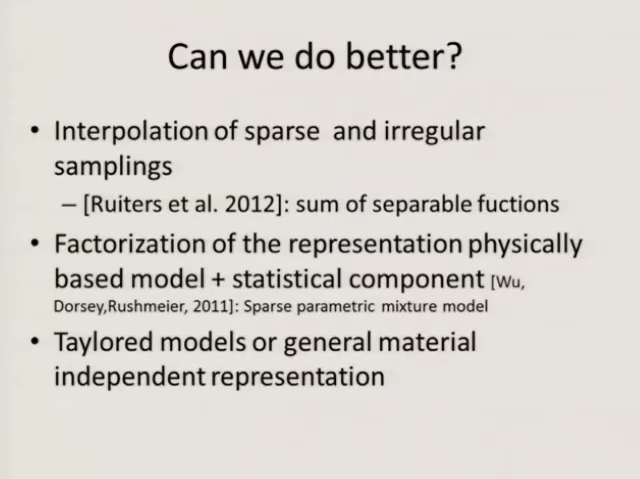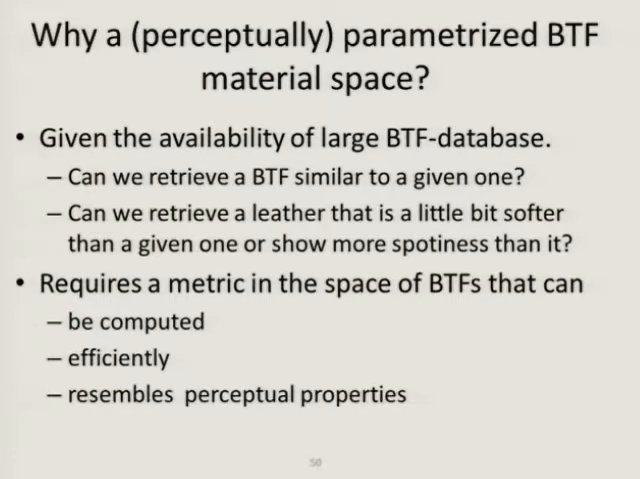The question is, can we do better with respect to this compression? And I think there's a lot of room for improvements, especially in the interpolation of the sparse and irregular samples. We worked on that for Eurographics this year. Then maybe it would be a good idea to factorize the representation into a physically based model plus a statistical component. We heard about this here. And of course, maybe there are tailored models or general material-independent representations which might do better, but I'm not sure about this.